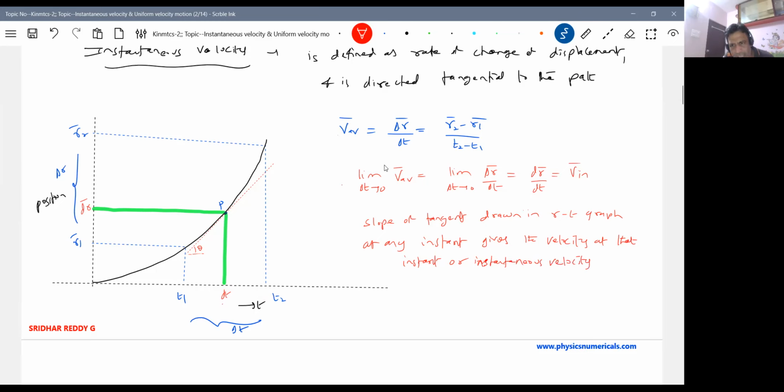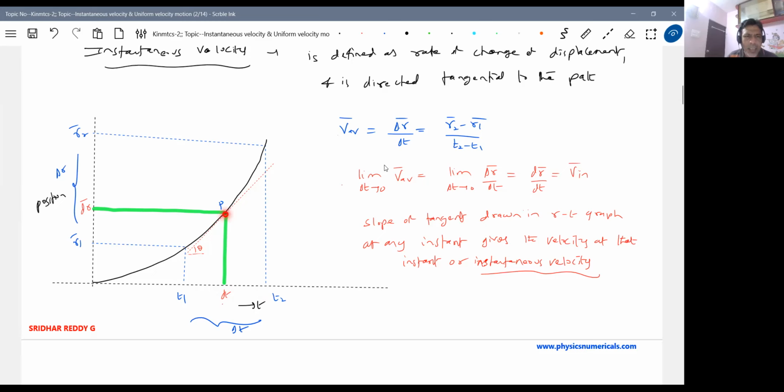Okay, what do you mean by instantaneous velocity? For an interval of time delta t, what is the average velocity? We are able to tell. Instead of asking about an interval, I'm asking at point P, at a certain time. At that instant, what is the velocity of the particle? For that, I'll make the time interval so small that delta t tends to 0.